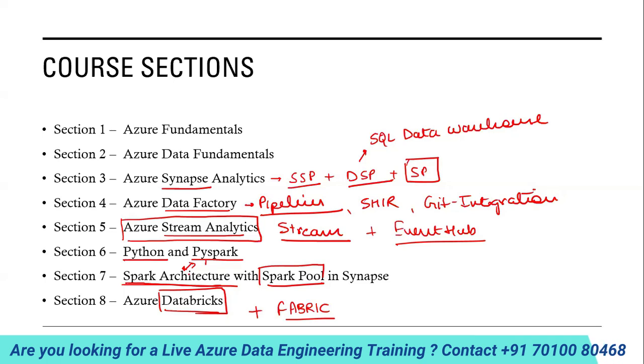Then with using the Spark, in the Spark pool in Synapse, we'll be using PySpark and the Spark architecture. Basically, Spark pool is a service within Synapse that offers you the Spark architecture, right? So you can create the Spark architecture within Spark pool and then work with it using PySpark to process the data. So that we'll see in Synapse.